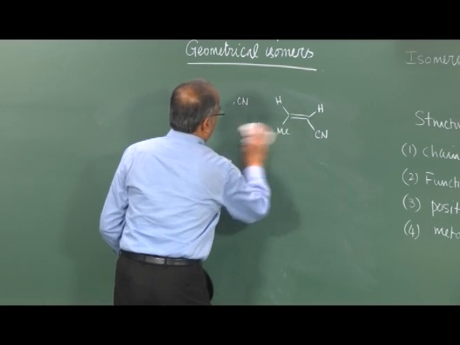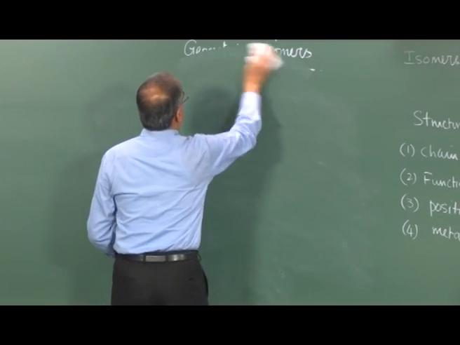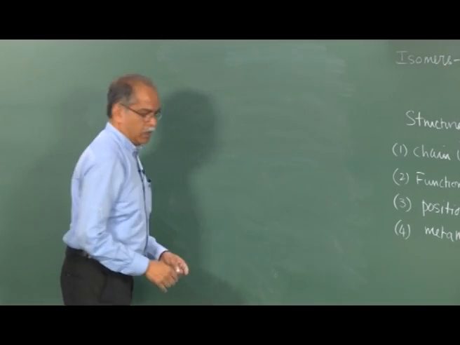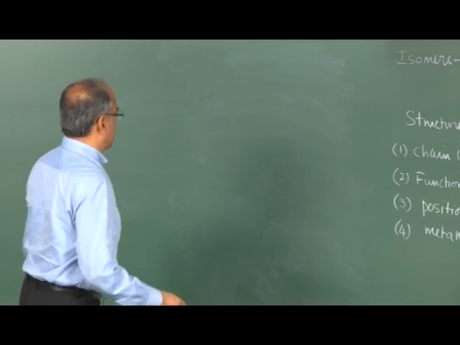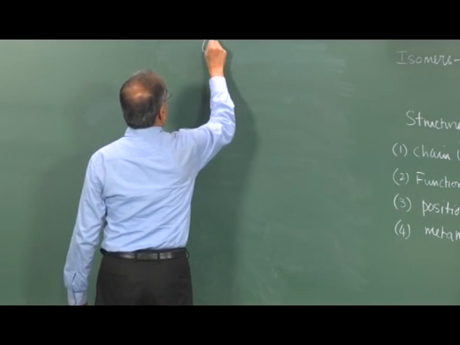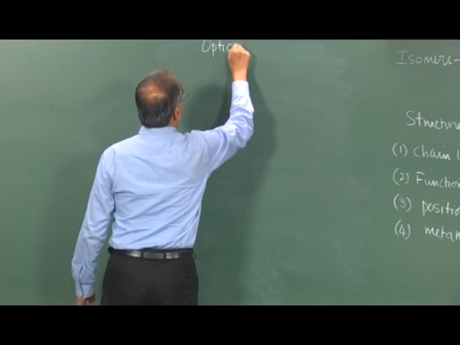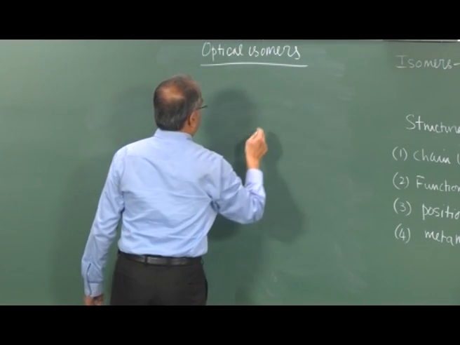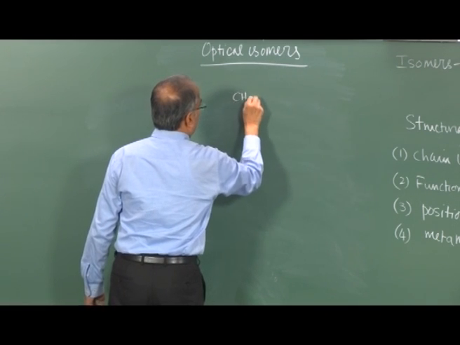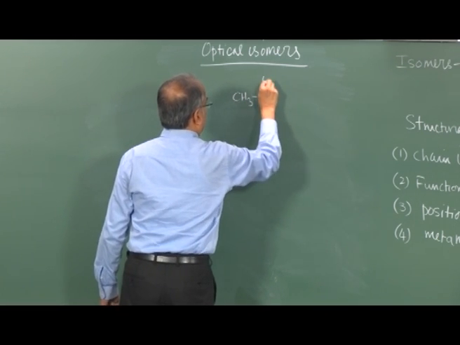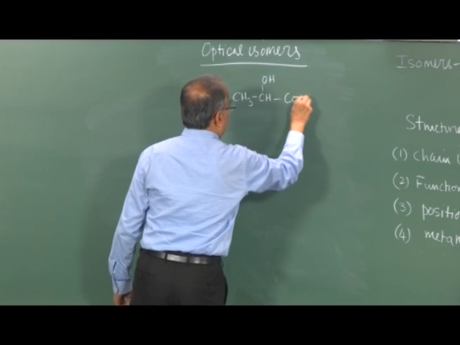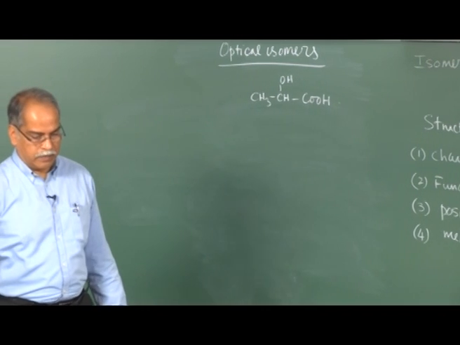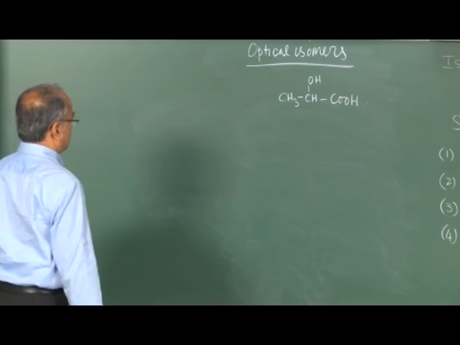Now, optical isomerism arises because of the nature of the carbon atom, which is chiral in nature. What is chirality? Let us start with optical isomerism. Let us take the example of this particular acid. This is alpha-hydroxy or 2-hydroxypropanoic acid, simply known as lactic acid.